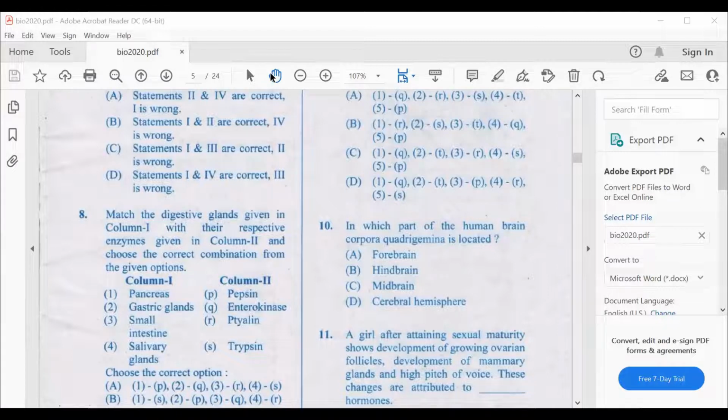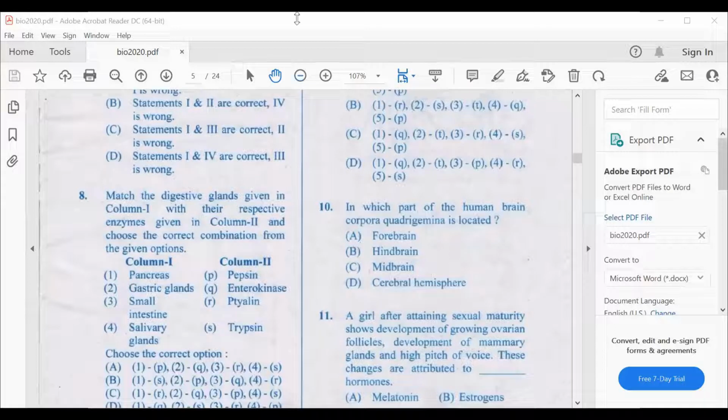Janvi answered as option B. Tasmia answered as option C. Sindhu answered as option B. Kirtana answered as option C. Vani KS answered as option C. Okay, 10th one. The right answer is midbrain. It is a part of the midbrain. Almost all of you answered it as option C only, correct answer.